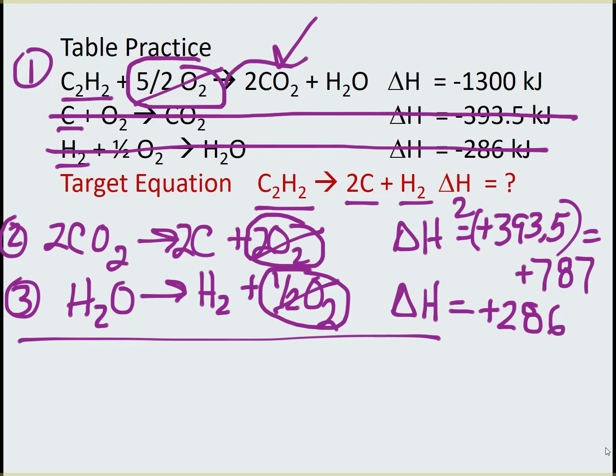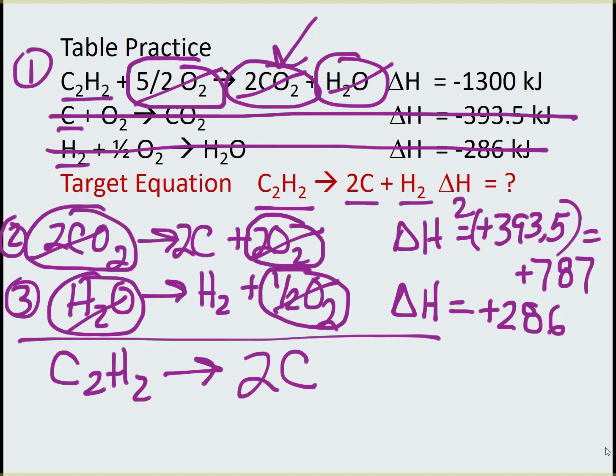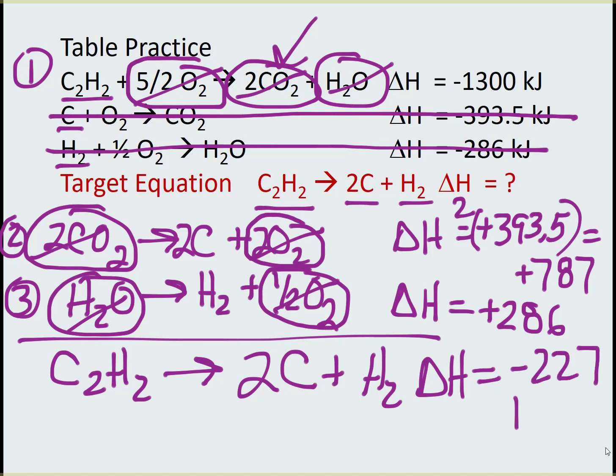So let's see if we can cancel that out. So 2 CO2, and I have a 2 CO2 on the left-hand side. So if they're on each side, then I can cancel that out. And then I have a water. So there's a water on the right-hand side and a water on the left-hand side, so I can cancel that out. So I think I've canceled everything out just by going through that first equation. Everything left should be the target equation. So let's bring everything down. So C2H2, arrow, 2C plus H2. And I know what my delta H is going to be for the target equation. I'm just going to add all those numbers up, and I get a negative 227 kilojoules.